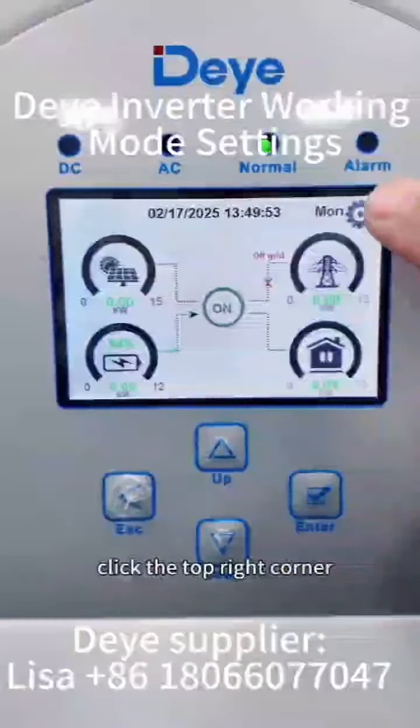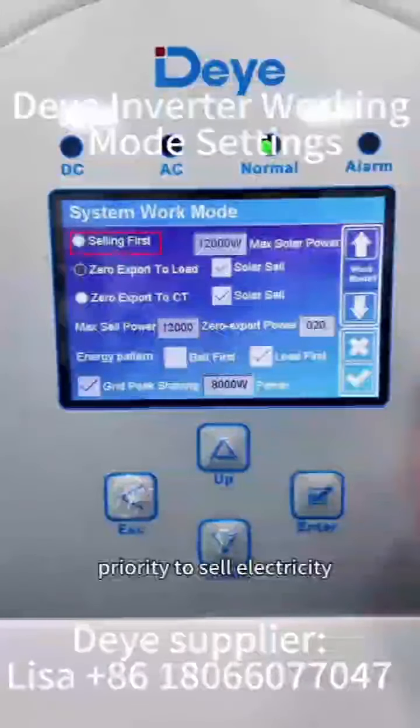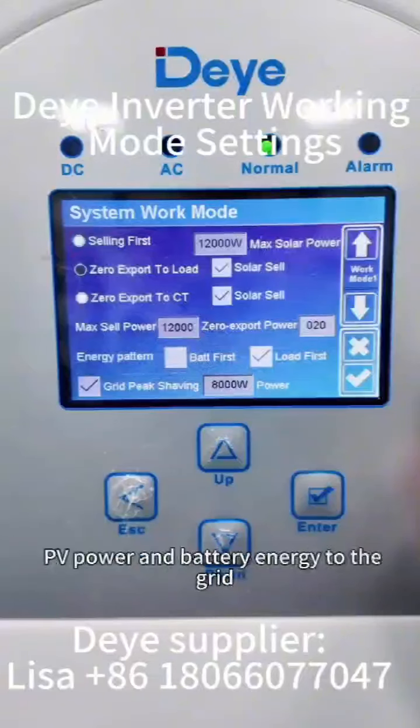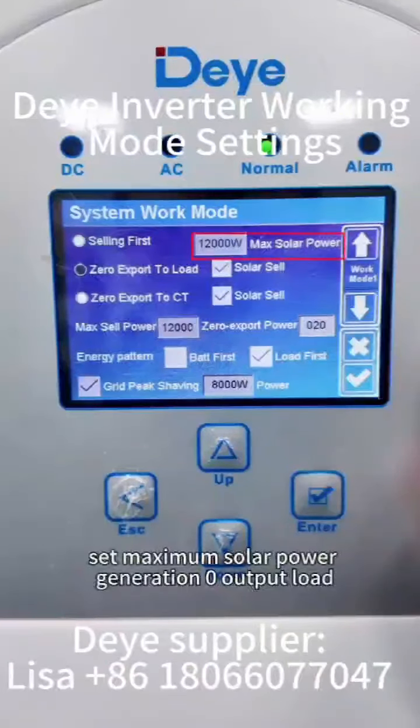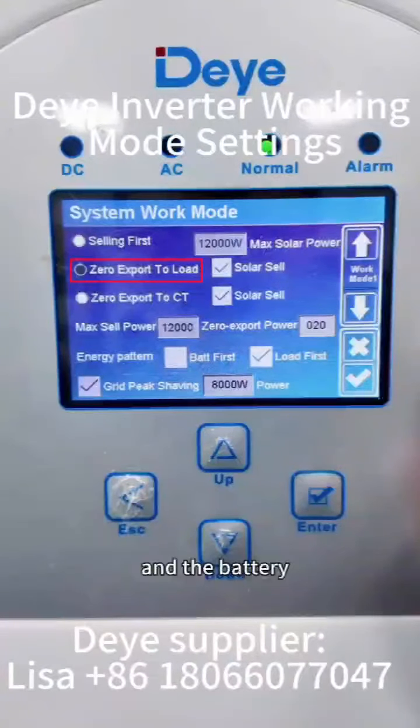Click the top right corner and select System Operating Mode to configure the settings. Priority to sell electricity. The system prioritizes selling photovoltaic, PV, power and battery energy to the grid. Set maximum solar power generation. Zero output load. The energy storage inverter only supplies power to backup loads and the battery.